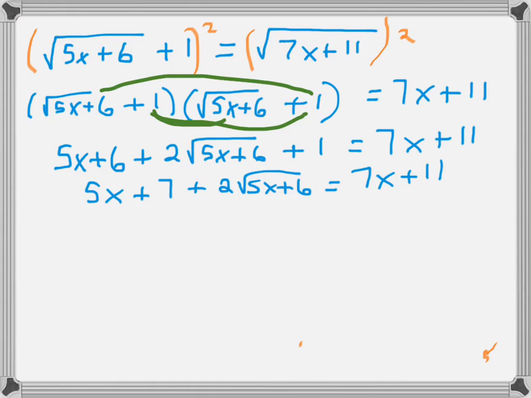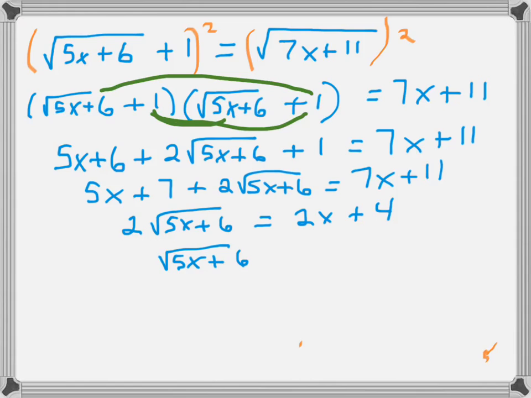And then we have to isolate the radicals. So we're going to subtract 5x and 7 from both sides of the equation, giving us 2 square roots of 5x plus 6 is equal to 2x plus 4, because 5x from 7x is 2x, and 7 from 11 gives us 4. Divide both sides by 2 gives us the square root of 5x plus 6 equals x plus 2. Now notice we still have a radical in the equation.